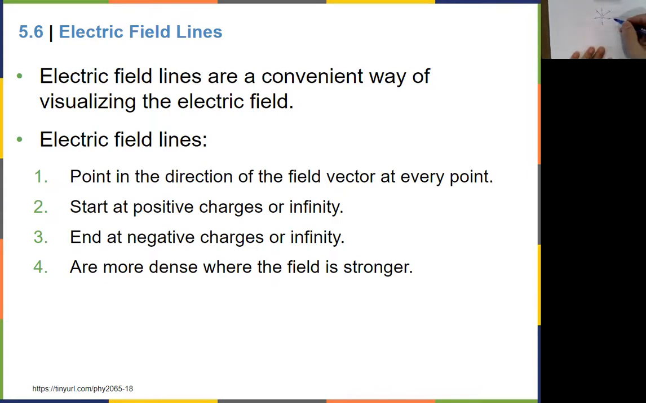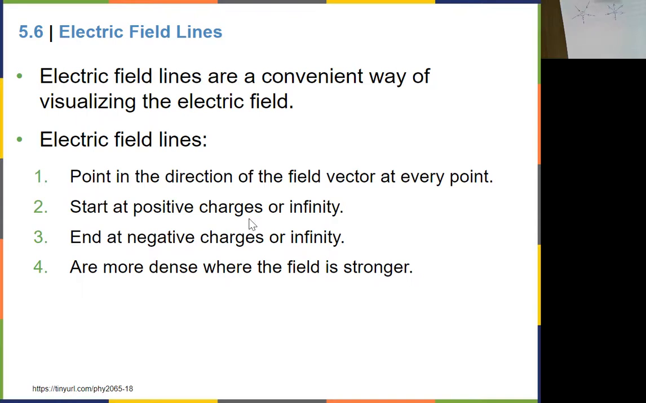That's the scenario if you have a negative charge. If you have a negative charge, electric field lines are pointing towards it. So they start from infinity and then point towards the negative charge. Also, on the third point here, it says they end at negative charge. That means in this scenario they end there, or end at infinity, which refers to a positive charge in space, where the field lines are pointing towards infinity.